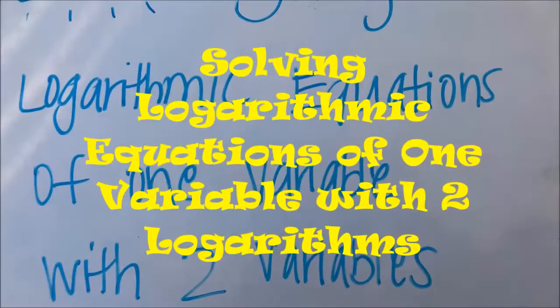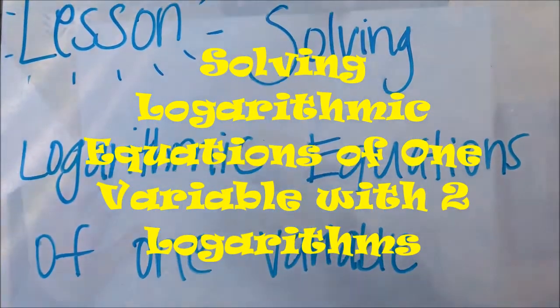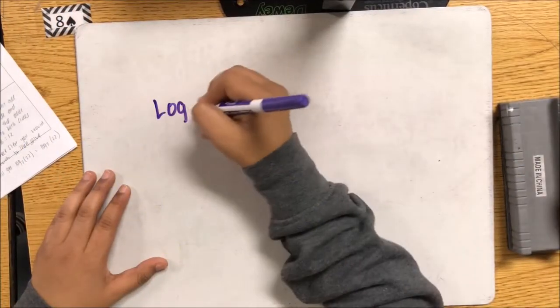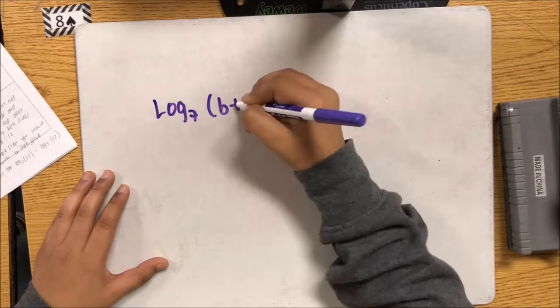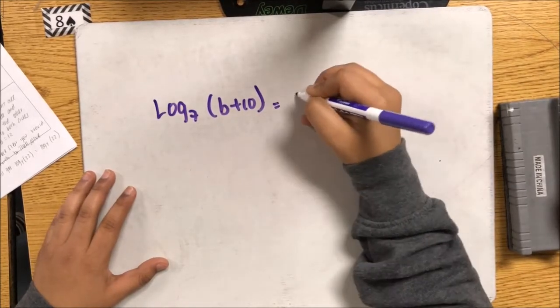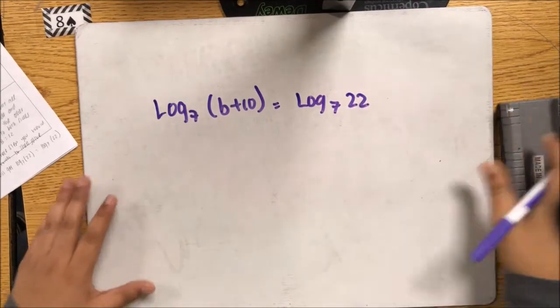Today's lesson is solving logarithmic equations of one variable with two logarithms. We are given the problem log base 7 of b plus 10 equals log base 7 of 22. Solve for b.